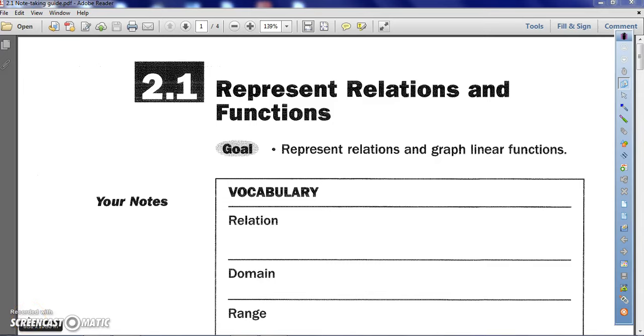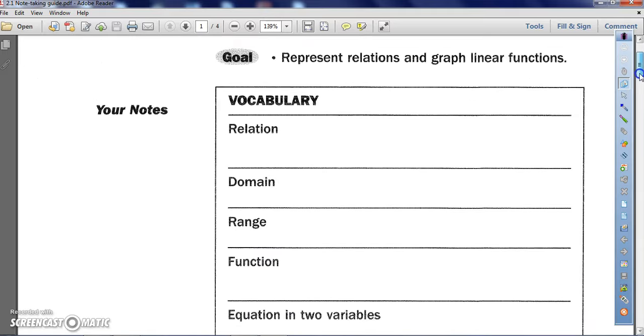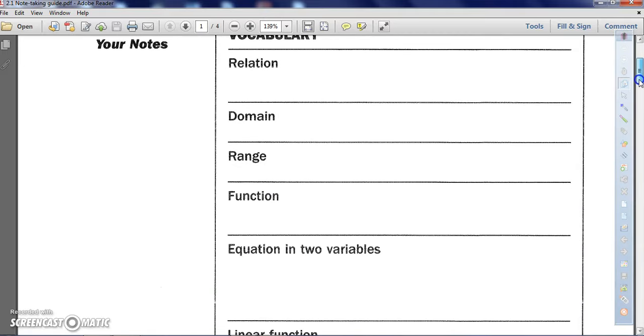This is section 2.1, represent relations and functions. Now there's a little vocabulary that goes along with this section.